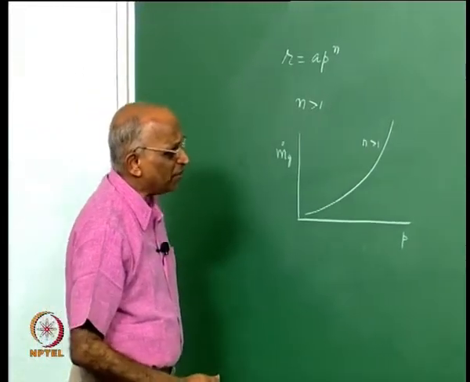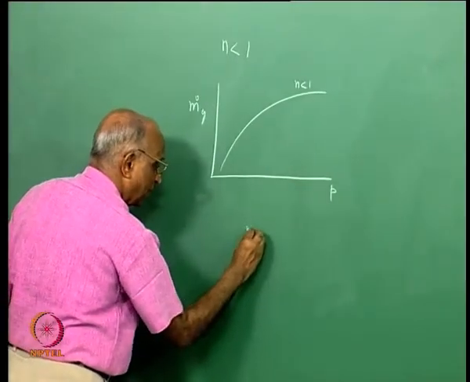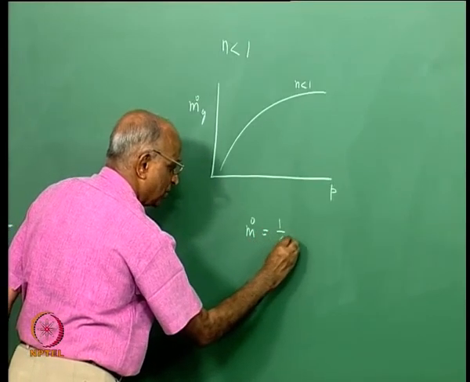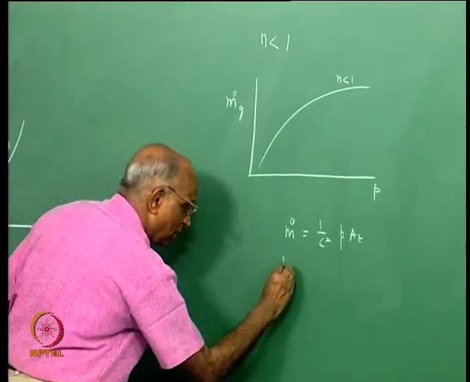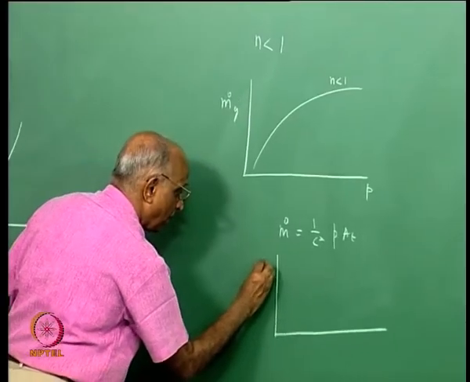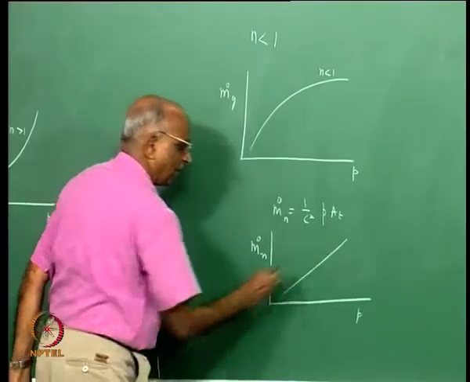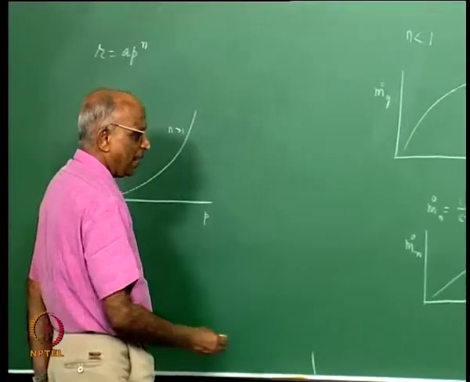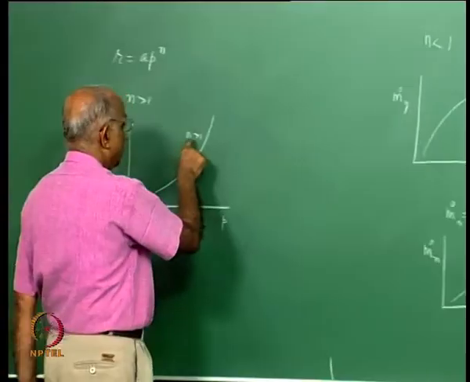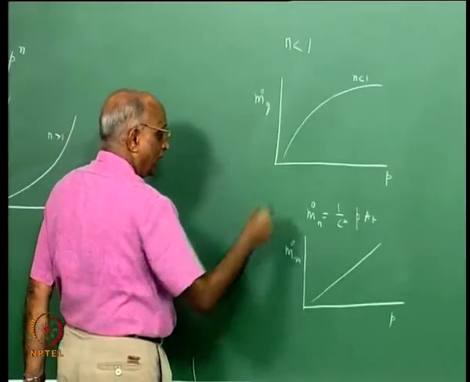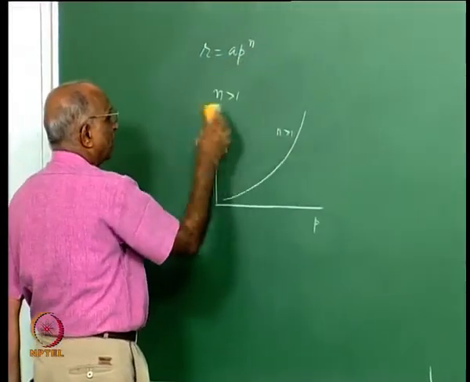How does the mass flow rate which leaves the nozzle change with pressure? We have been writing this on and off: m dot is equal to 1 over C star into P into At. The mass flow rate through the nozzle, if I now call it m dot n, with respect to pressure, will increase as a straight line. Therefore, let us now plot the mass which leaves the nozzle together with the mass generation rate for n greater than 1 and n less than 1, and see whether we can draw some conclusions on the type of exponent n which we require.